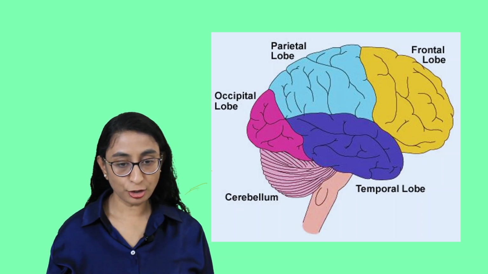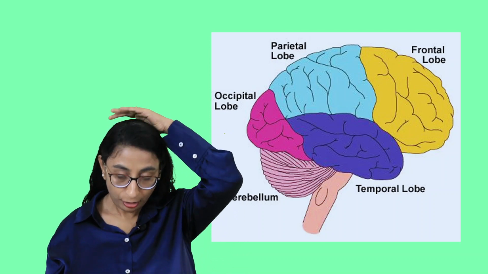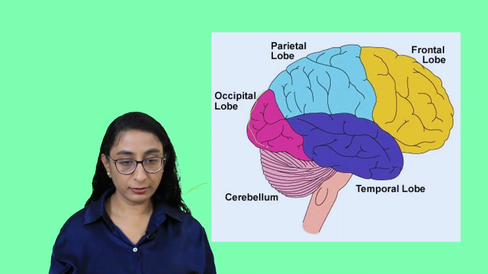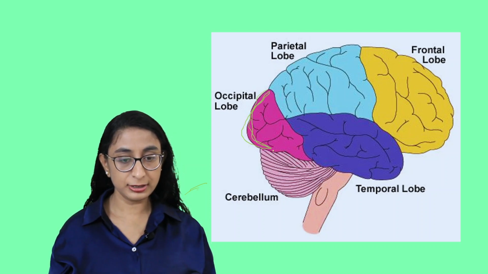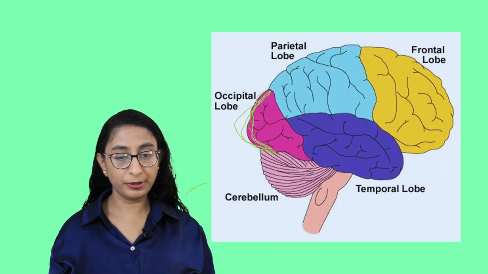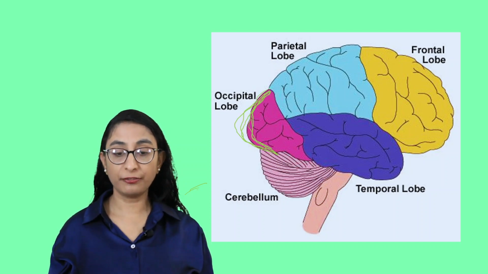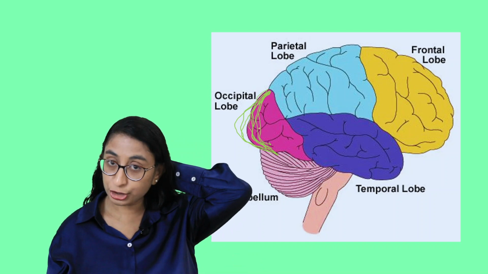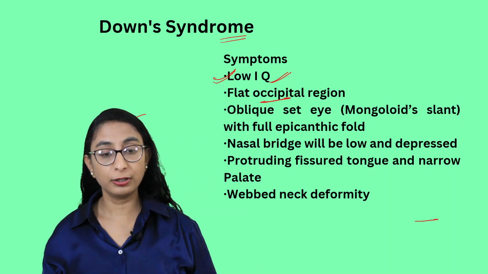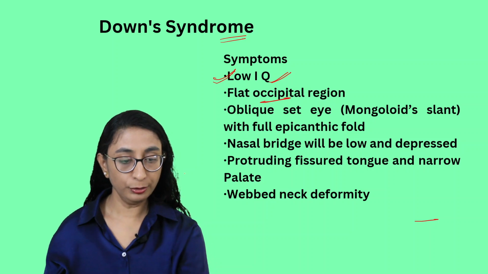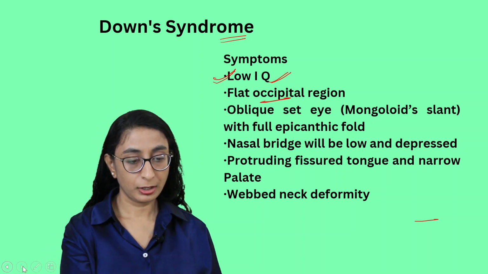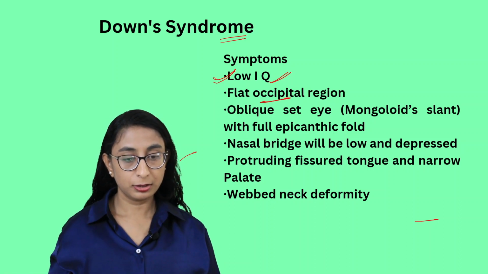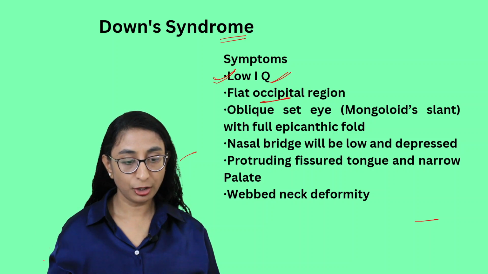See here, this is the frontal, parietal, occipital. In this occipital region, we can see this curve. This is present in normal people, whereas in children who are suffering from Down syndrome, this region, the occipital region, will be considerably flat. So they will have low intelligent quotient or IQ.